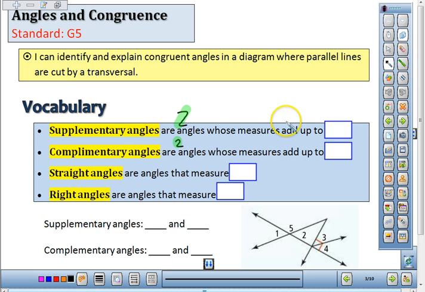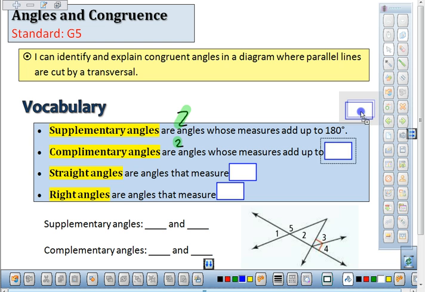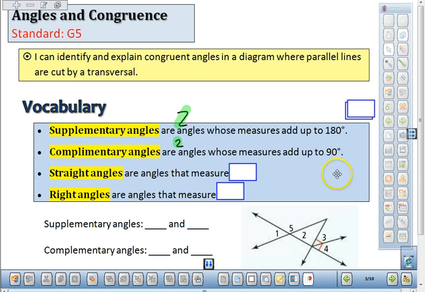As we are looking at those, what is the definition of supplementary angles? It has to be two angles whose measures add up to 180 degrees. So, two angles that add to 180. Now you may have studied this before, but complementary are two angles that add up to 90 degrees. Do those angles have to be next to each other? No, but they could be.